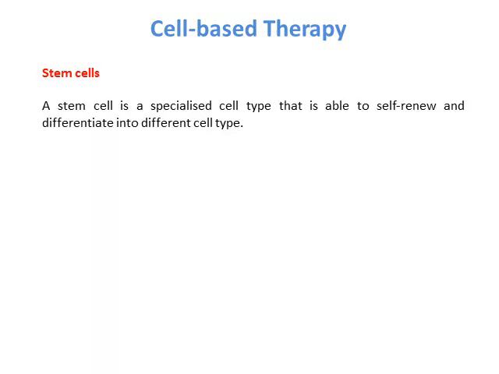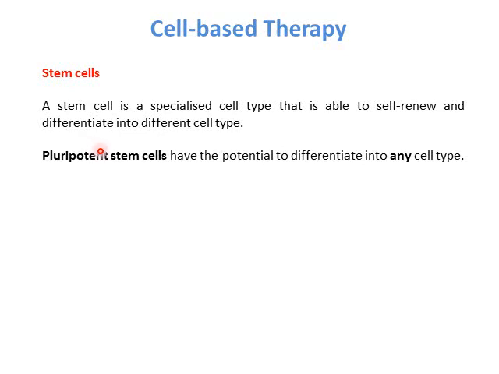So stem cells then. As I've said, a stem cell is a cell that's got the ability to differentiate into any other cell type. So it's a very specialised cell type. It's able to self-renew. That's another important property that stem cells have. But it's this property of differentiation into different cell types that we're interested in with regards to the cell-based therapy content we're going to talk about today. And the beauty of these pluripotent stem cells, as I've already said, is that they have the potential to differentiate into any cell type in the body. Brain, neuronal, lung, liver, anything.